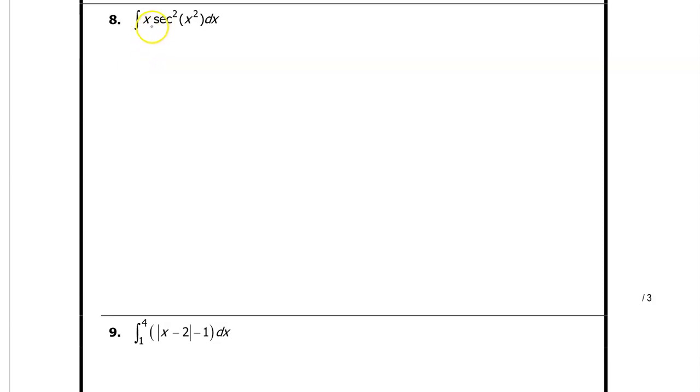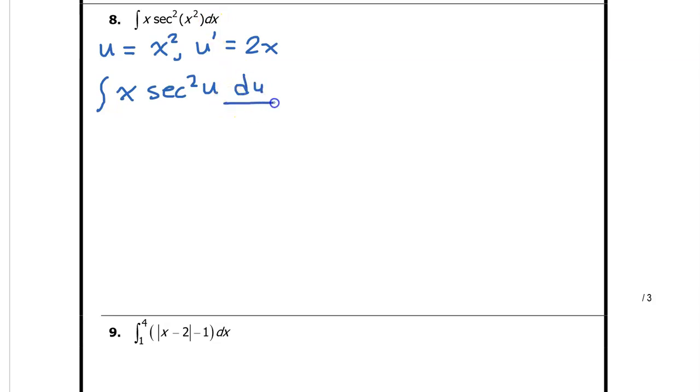Number 8. Find the integral of x times the secant squared of x squared dx. Let's use u-substitution. We can probably solve this by letting u equal x squared because we see the x squared on the inside of the function. If u is equal to x squared, that means that u prime will equal 2x. So when we do the substitution, we have the integral of x times the secant squared of u. Instead of dx, we write du divided by u prime, which is 2x.